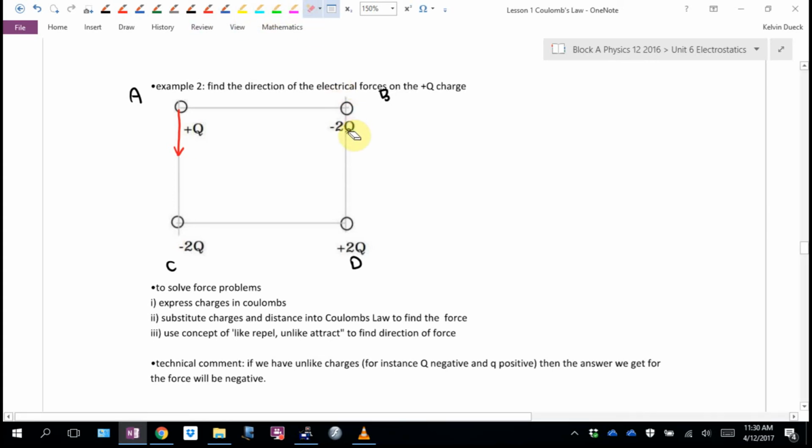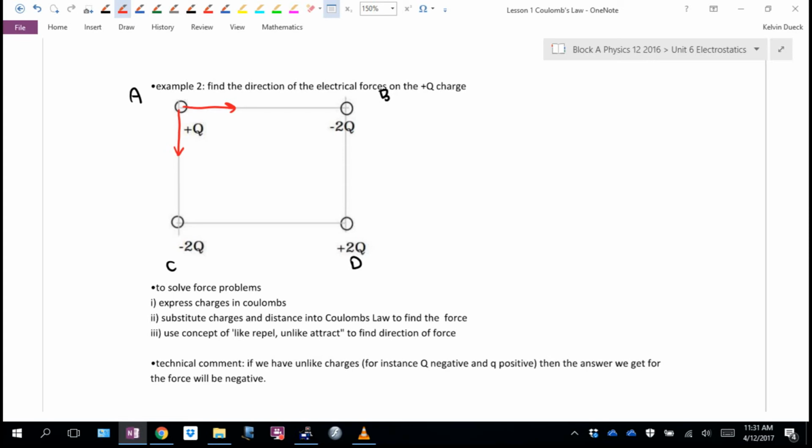What's the charge on charge B? Positive. Unlike charges, so charge A is going to feel a force that way. Now it is true forces come in pairs, so B would feel a force towards charge A as well. I don't care about that. I'm only drawing the forces on charge A.